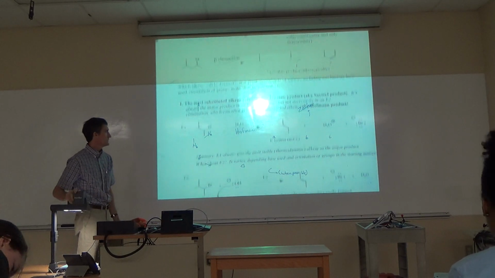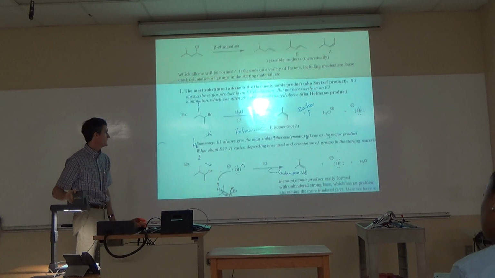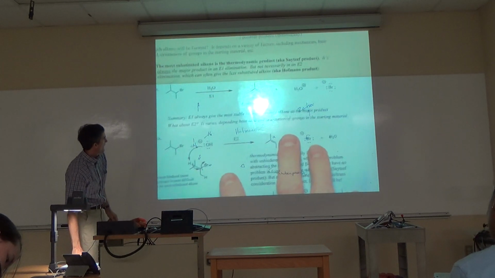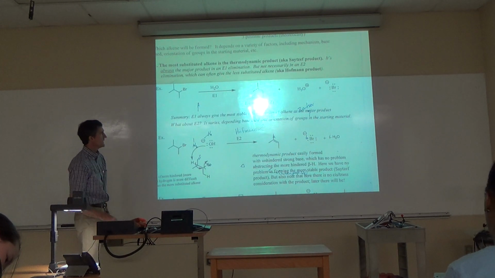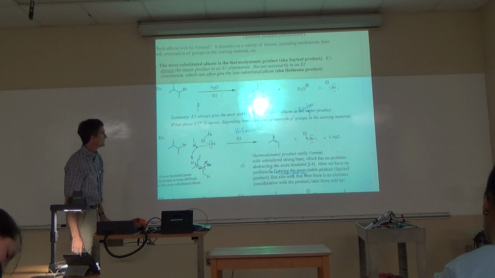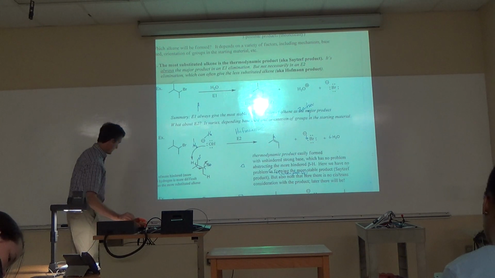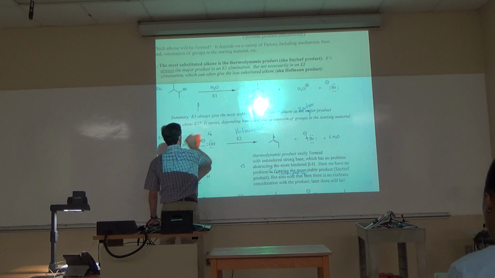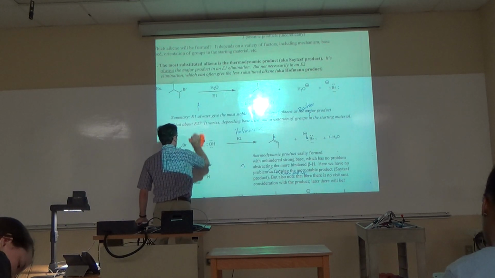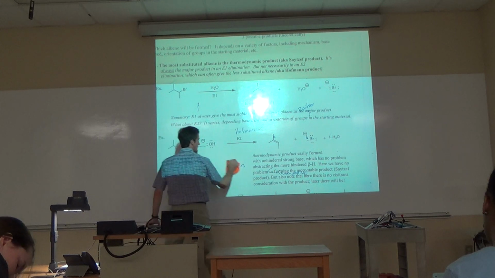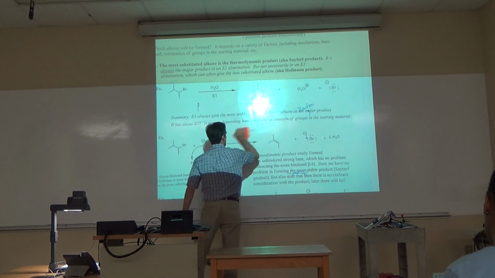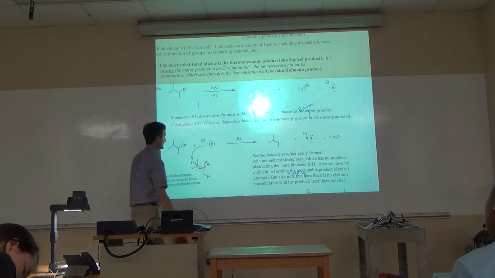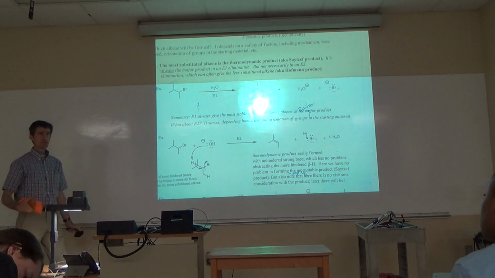E1 always gives the most stable product, Zaitsev. What about E2? E2, it varies. It depends on the base used and the orientation of the groups in the starting material. See, in E2, the base is involved in the rate determining step, and so the base has more influence.